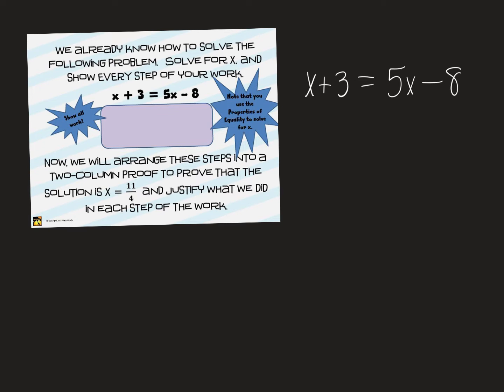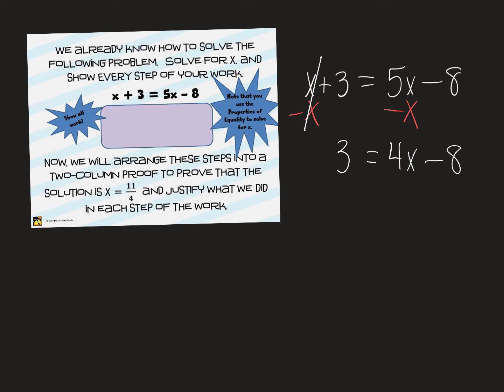So the goal is to get everything with x on one side and everything without x on the other side. So I'm going to take this x, and since it's a positive x, I'm going to subtract an x from both sides to get rid of it here and move it over, essentially. Right, so that cancels. So then we bring down our 3, bring down our equals. 5x minus 1x is a 4x. And then bring down our minus 8.